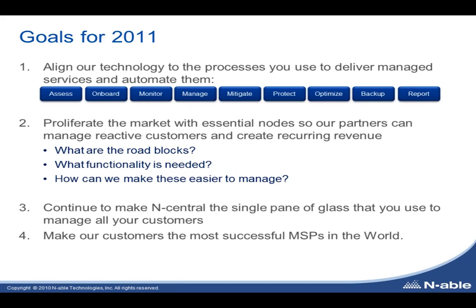The other goal for 2011 is to continue to make Essential the single pane of glass that you use to manage all your customers. What this really means is that we realize that the more features and functionality that are integrated into Essential, the more efficient you are, the more profitable your business is. What that comes down to in 2011 is that we want to integrate CA's D2D product into Essential so that you can deploy it, manage it, and monitor it centrally from Essential without having to open up a second console, without having to first remote into a client site and accessing the UI itself. You'll be able to do it all right from Essential.